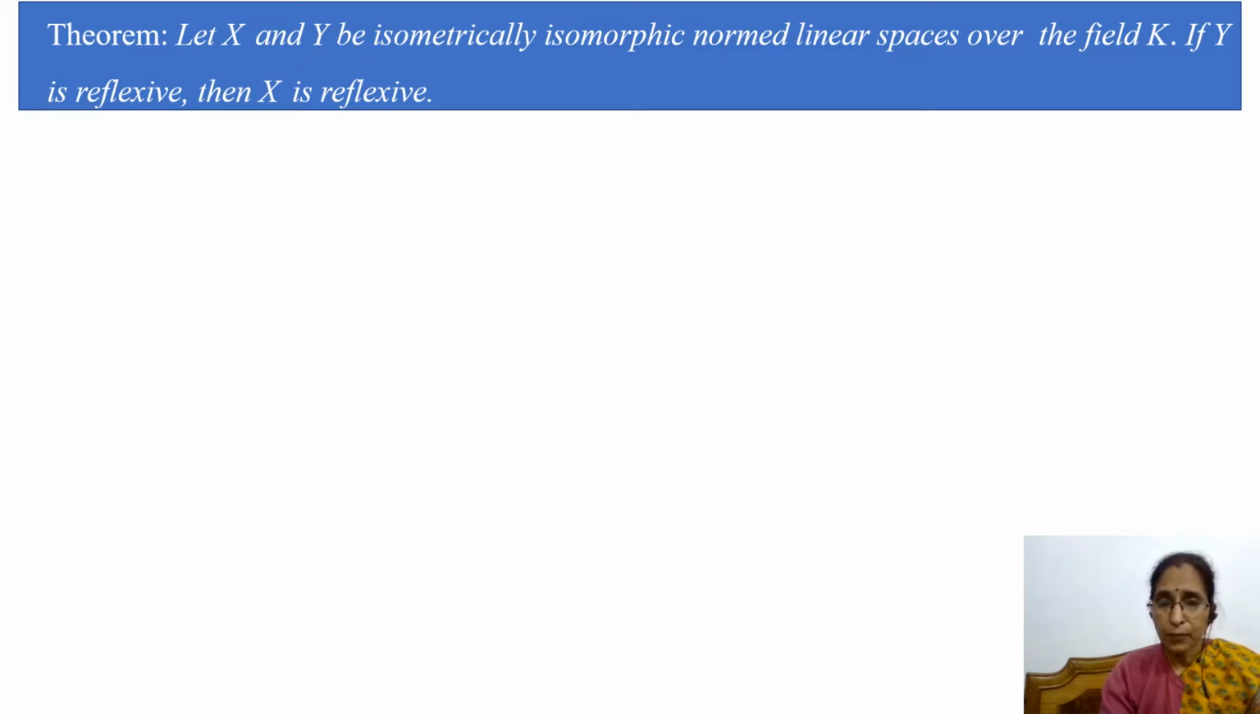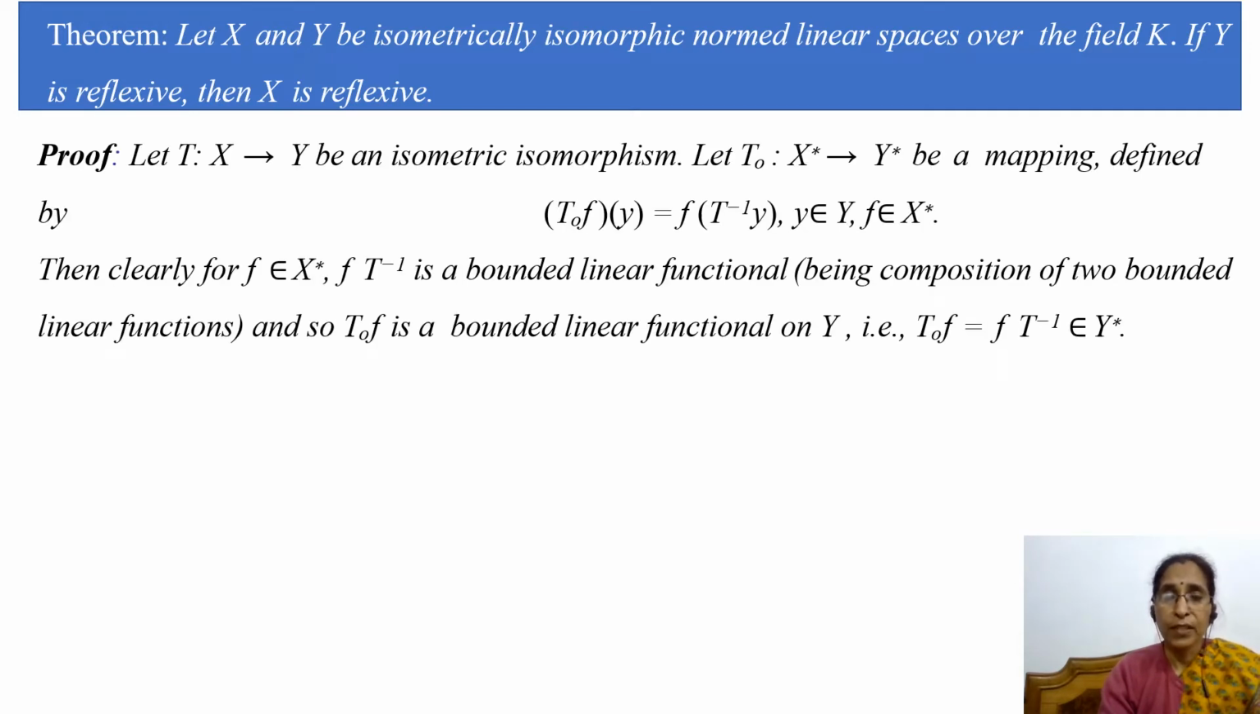That theorem states that let X and Y be isometrically isomorphic normed linear spaces over the field K, where field K is nothing but the field of real numbers or the field of complex numbers. If Y is reflexive, then X is also reflexive. Let us prove this theorem.